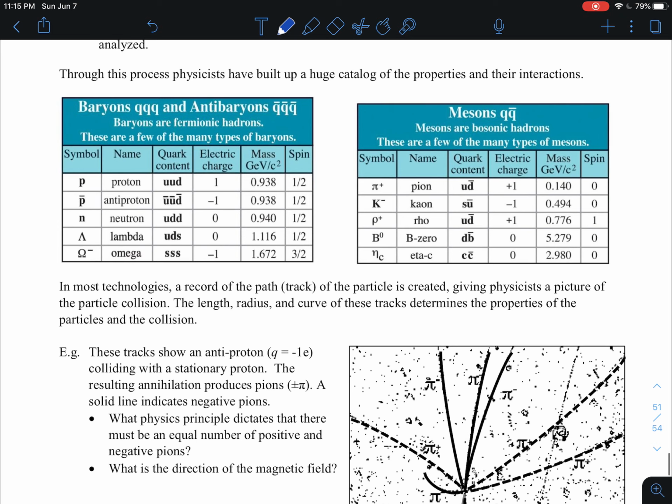So here are some particles that we've talked about in the past: protons, antiprotons, neutrons. Here are some other particles that are a little bit beyond what we need to worry about: lambdas, omegas, pions, kaons, and other particles that you'll see here. But the main thing we need to consider is what its charge is and what its mass is. We're not going to worry about this idea of spin. We're not going to worry too much about the quark content, but just know that combinations of up and down quarks are often used to talk about these types of particles.